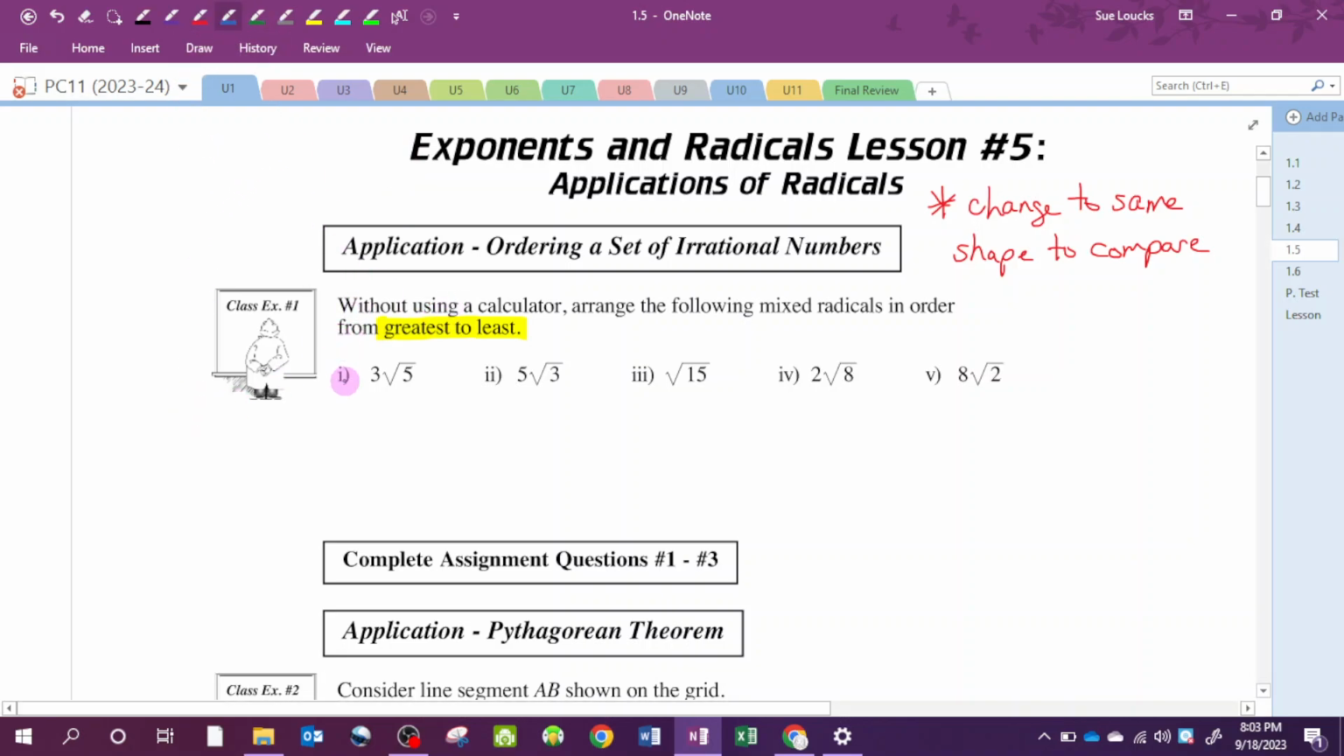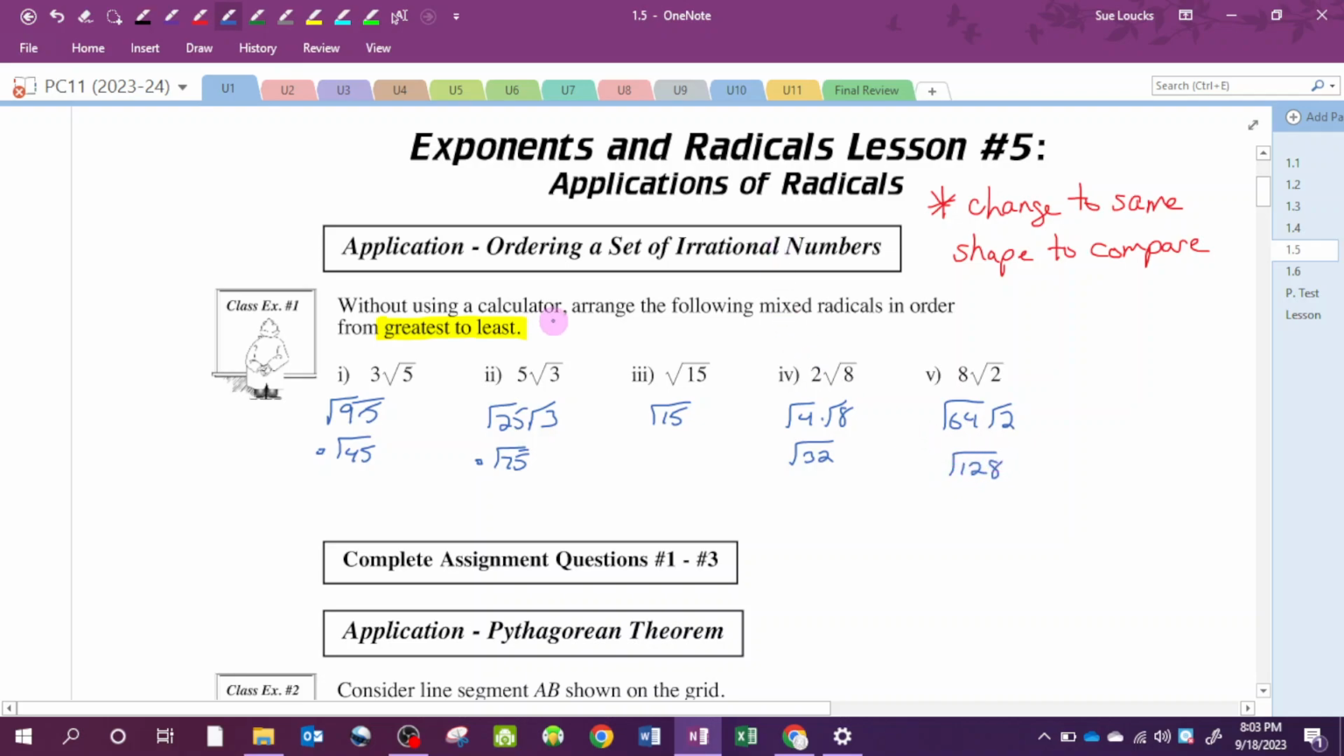So 3 root 5, that's going to be root 9 times 5, which is root 45. 5 root 3 is going to be root 25 times root 3, which is root 75. Root 15, I don't need to change. 2 root 8 is root 4 times root 8, or root 32. And this will be root 64, root 2, or root 128.